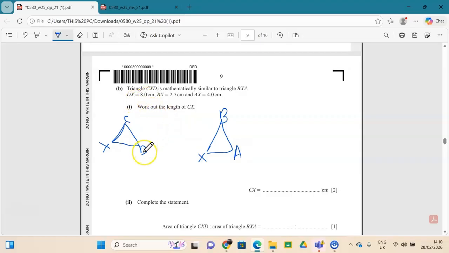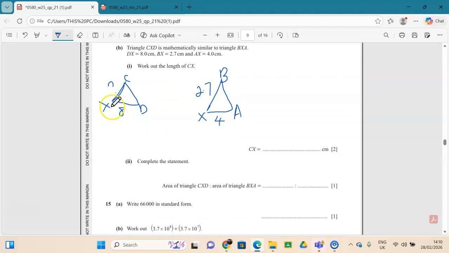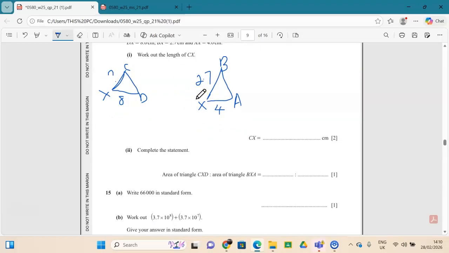DX is equal to 8.0, DX 8. And BX here is 2.7. AX is 4.0. And what else do I have? Work out the length of CX. So I'm looking for this length. But they are similar triangles. So meaning here, this dimension is similar to this dimension, and this is similar to this. So we can use proportion or equal ratios.